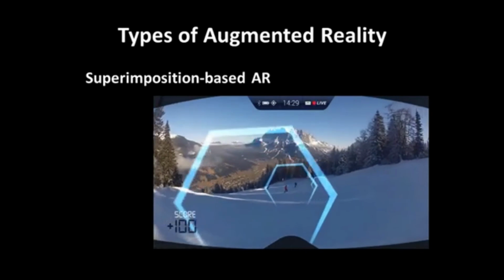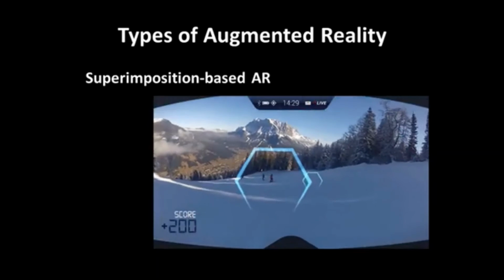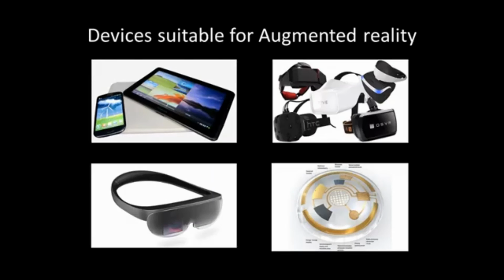Object recognition plays a key role. Without it, the whole concept is simply impossible. Which are the devices suitable for augmented reality? The first one is mobile devices, the smartphones.